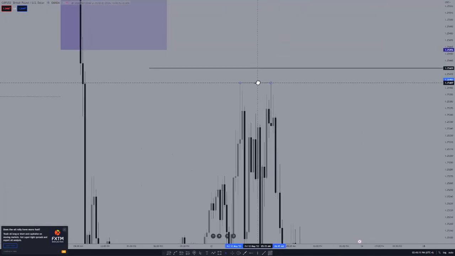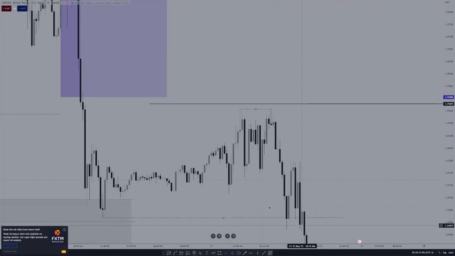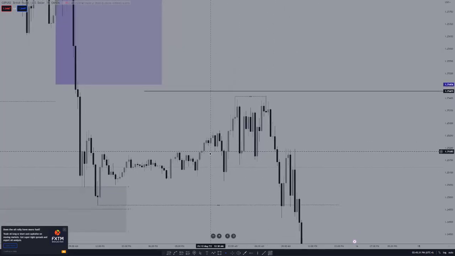See, it took out the high, super high. Then we saw this big drop down, which created a fair value gap. I was expecting, okay, what's the market trying to do next? And GU had already filled the fair value gap and it's rejecting from there.